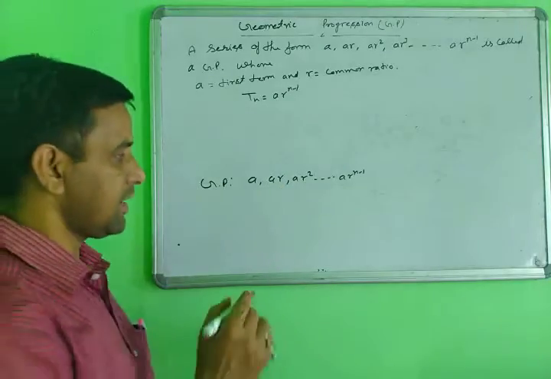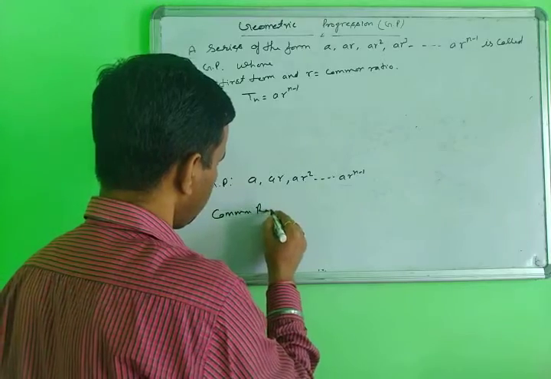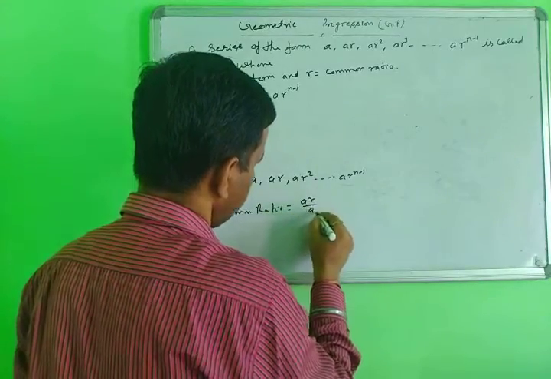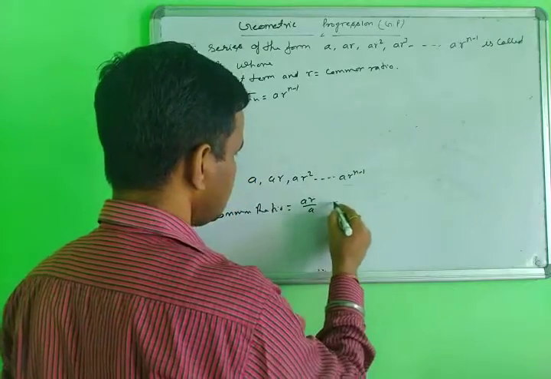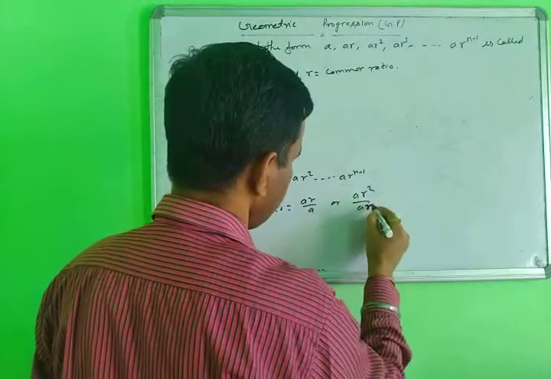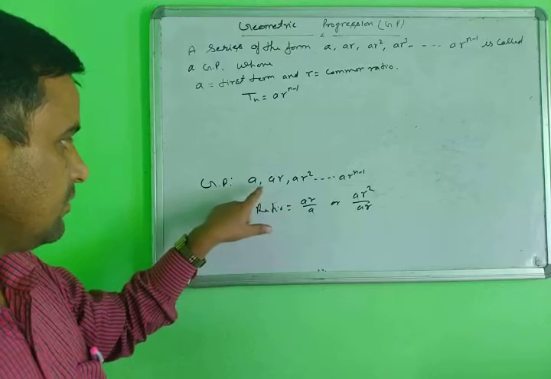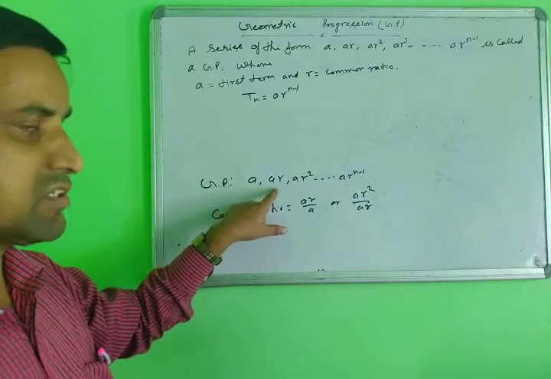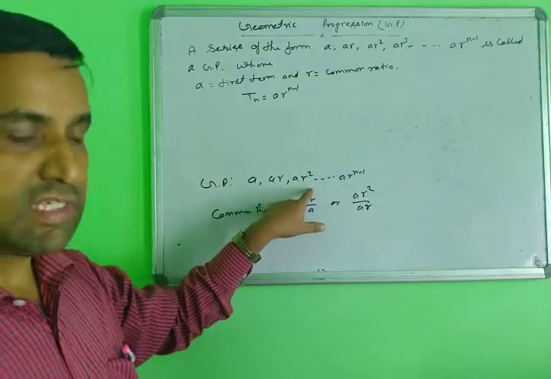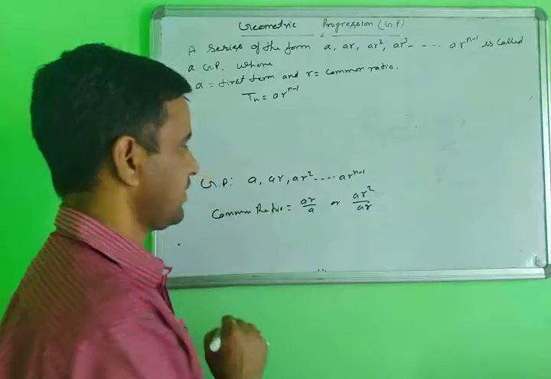How to find the R, the common ratio? AR upon A, otherwise you can find AR square upon AR. In this way you will find the common ratio. Means second term divided by first term, third term divided by the second term, fourth term divided by the third term. In this way you can find the common ratio.